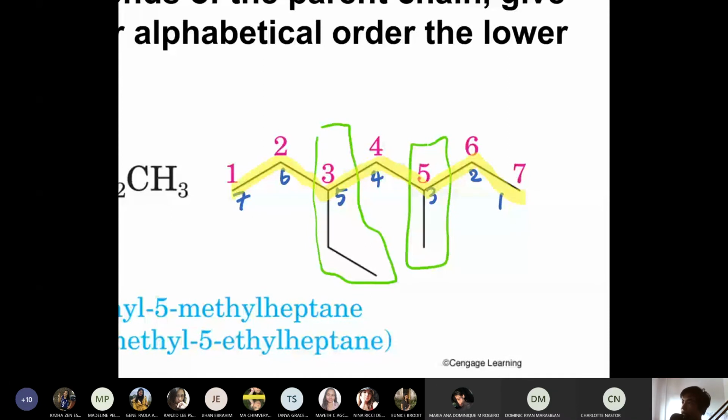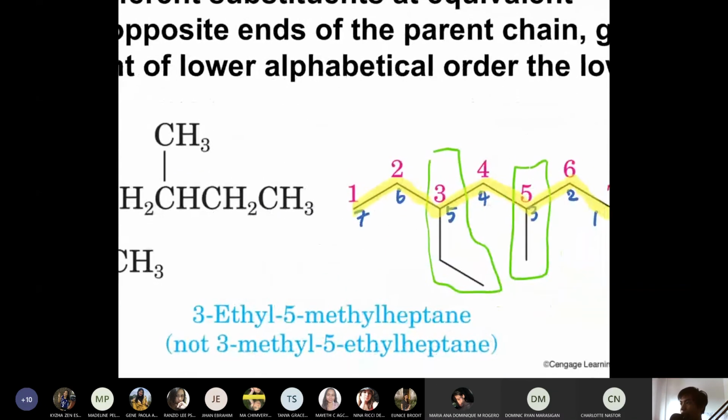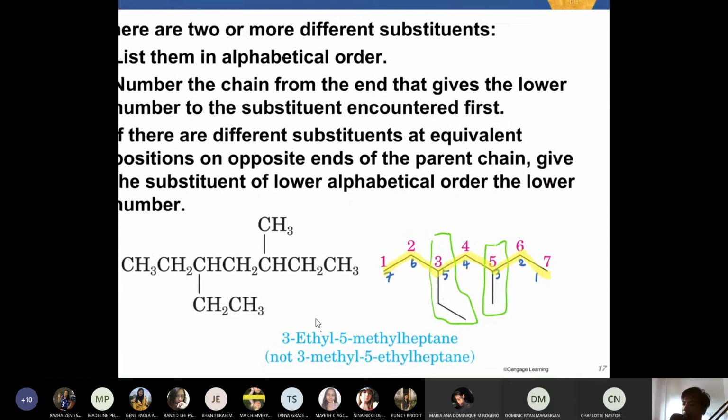Okay? So, ganun yung gagawin natin din sa name. Unahin mo yung ethyl, followed by the methyl, then your parent chain. So, that's 3-ethyl, 5-methyl heptane. So, una yung ethyl alphabetically, followed by the methyl. Okay? So, E muna bago M. Okay? So, yan.